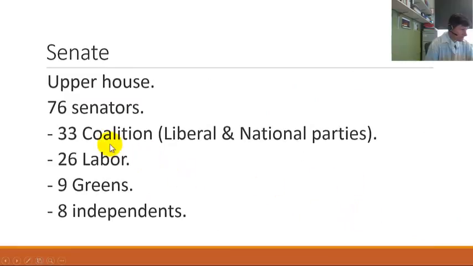Currently, as it stands, 33 from the coalition, Liberal National parties, 26 from Labor, 9 from the Greens and 8 independents. You can see here the coalition does not have the majority vote here, and quite often they have to rely on other senators, mostly from the independent side, to help them pass legislation.